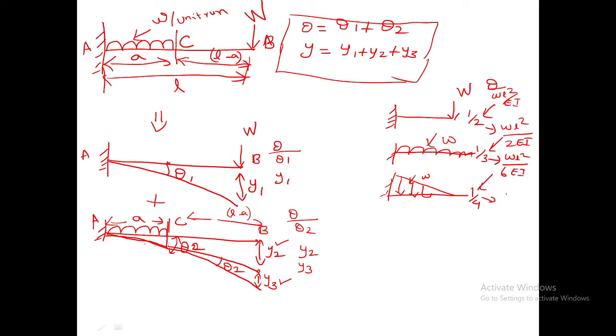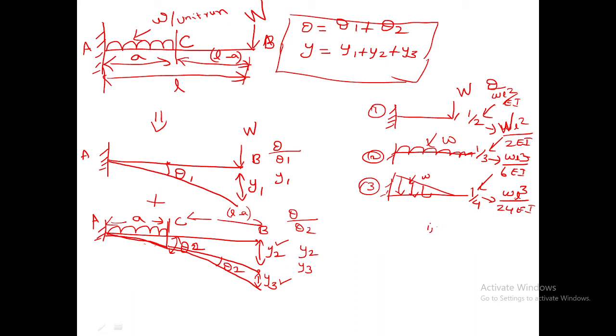Next, the cantilever with uniformly varying load: small w L cube divided by 24 EI. This is the end point load case. So for slope, these are categories 1, 2, 3. Next, for deflection.